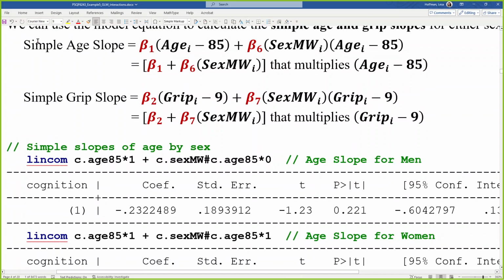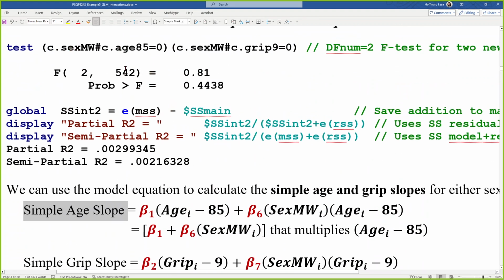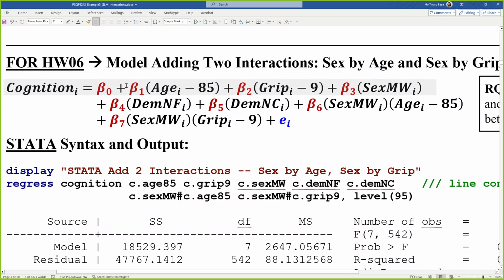Here's the logic. If we want to know what the age slope is for any value of the moderator, I go into the equation, I find all the terms that have age. So if I go back up here, do I need the intercept if I'm looking for an age slope? Nope. Do I need this? Yes. Do I need this? No. Do I need this? No. Do I need this, if I'm looking for the age slope? No. Nope. Do I need this? Yes, I do. Do I need this? No. Okay, I only need two things. I need beta 1 times age, and I need beta 6 times sex times age.